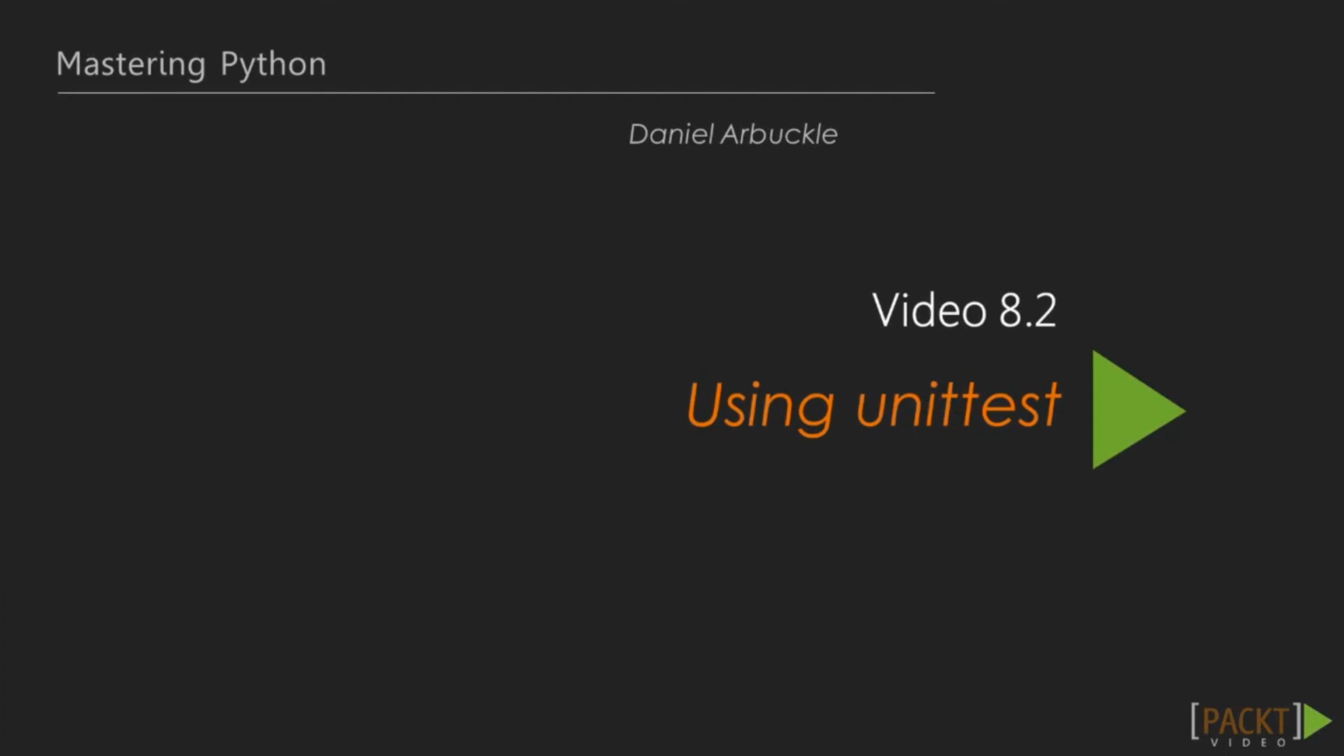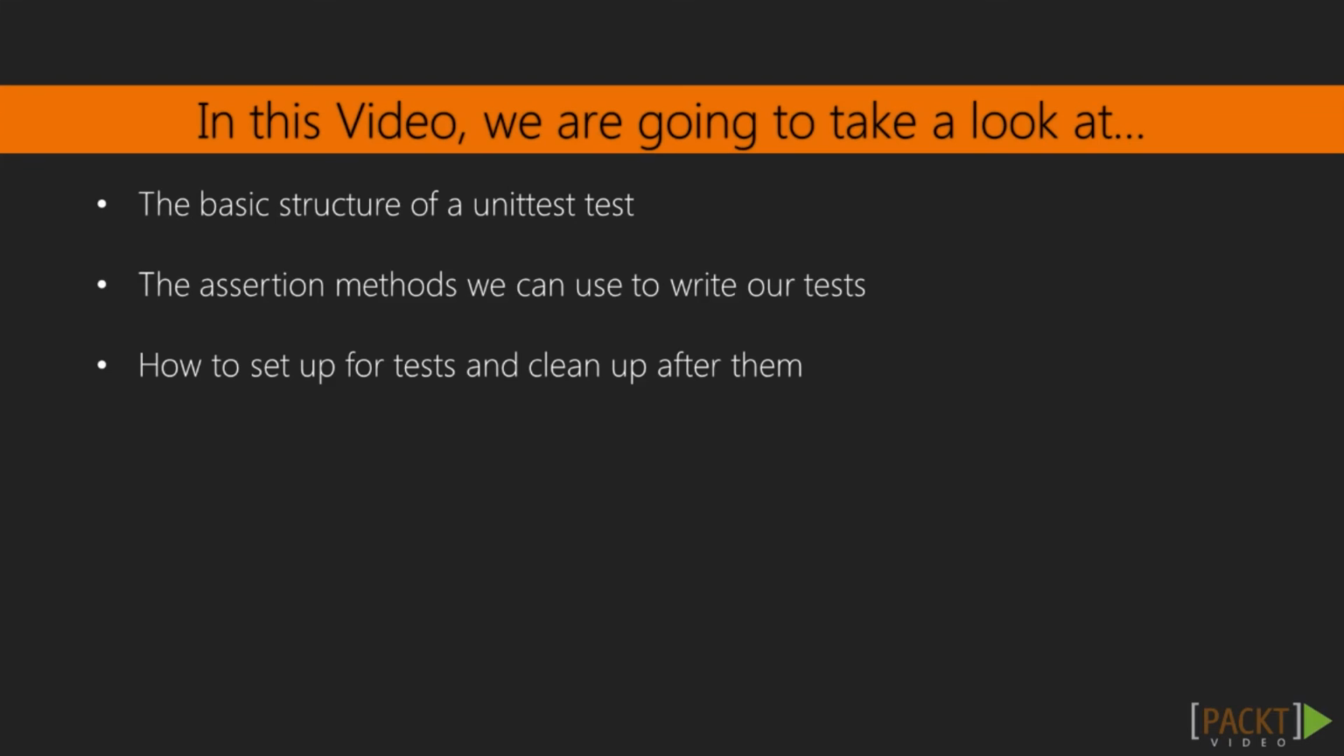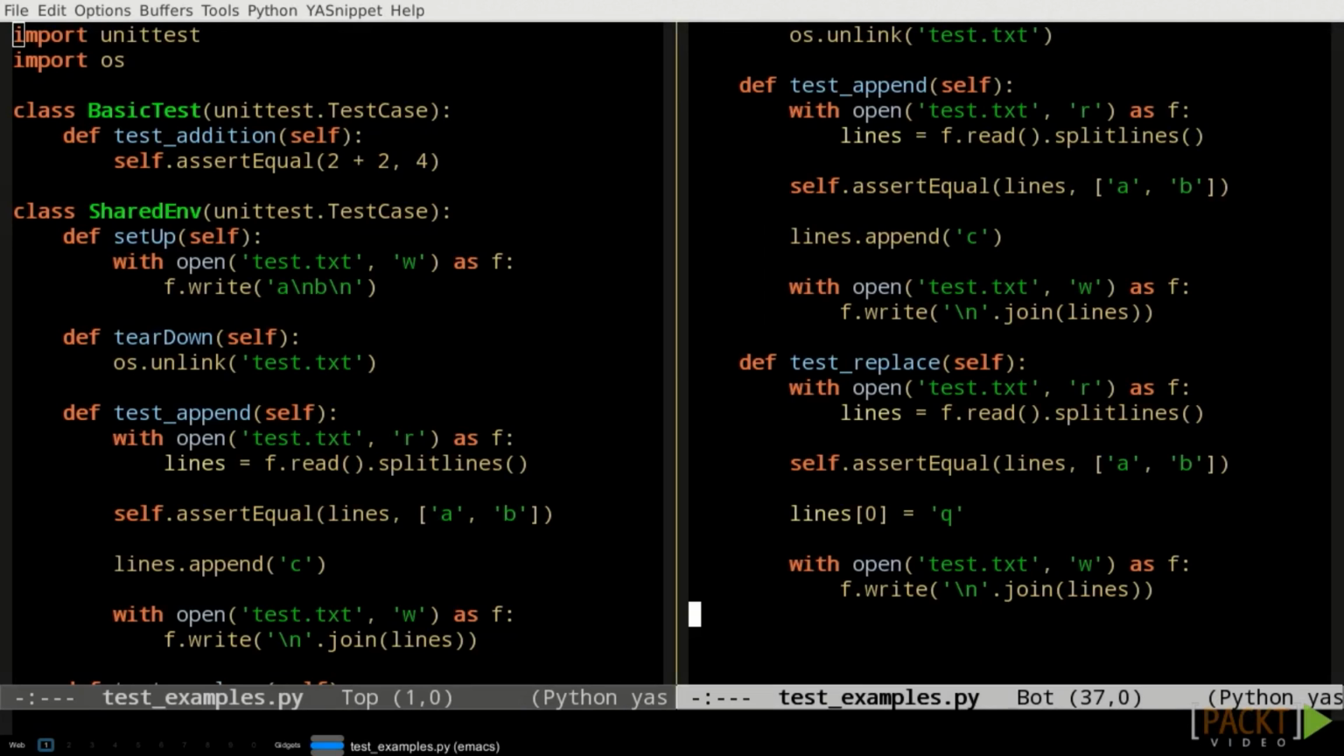8.2. Using Python's unittest module. We're going to look at how Python's unittest tests are structured, the assertion methods we can use to check for specific conditions in our code, and how to set up an environment for tests and to clean up after them. The unittest package contains a framework for performing automated unit testing.